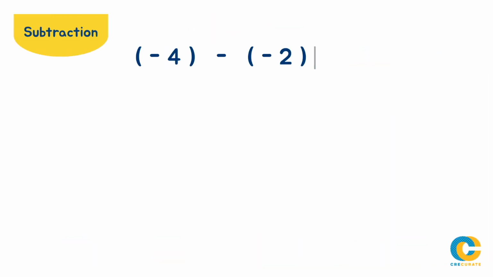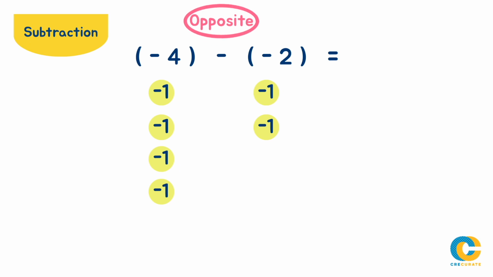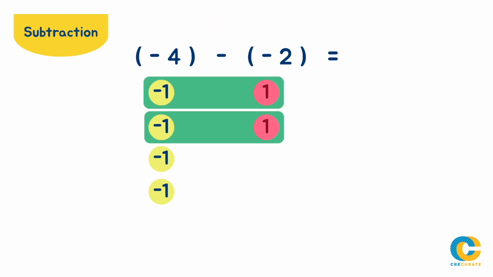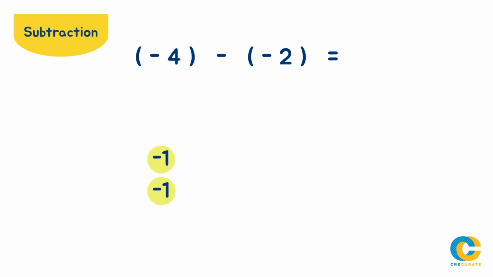Let us look at another example. In this question, we want to subtract a negative number from another negative number. Remember that the minus between the two numbers means opposite, and so we flip the negative ones after the minus sign to get 2 ones. By removing the zero pairs, we end up with negative 2 as our answer.